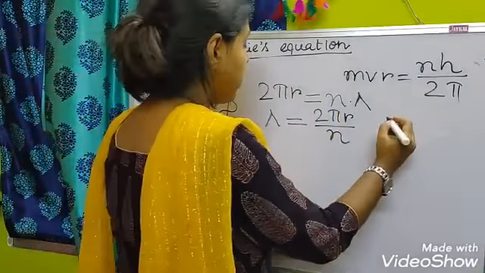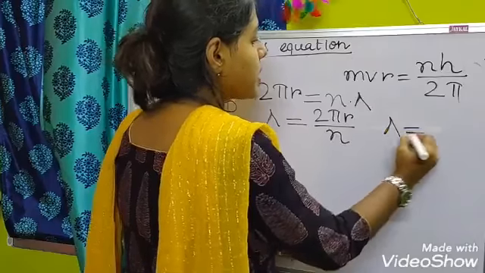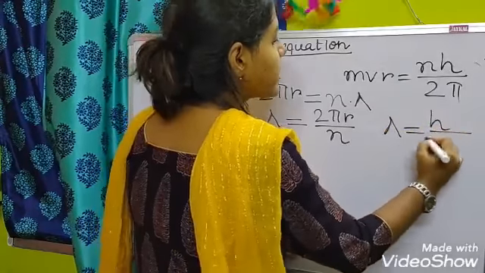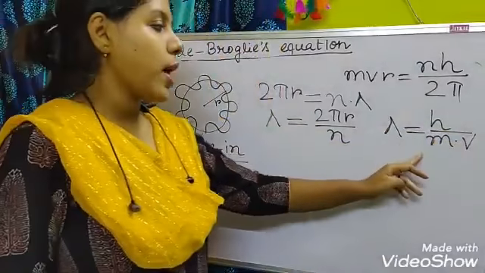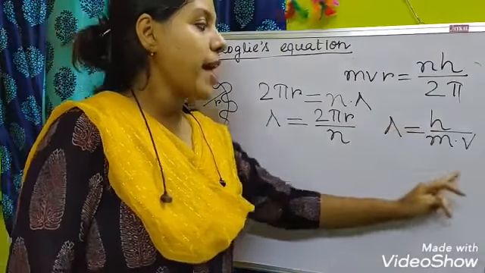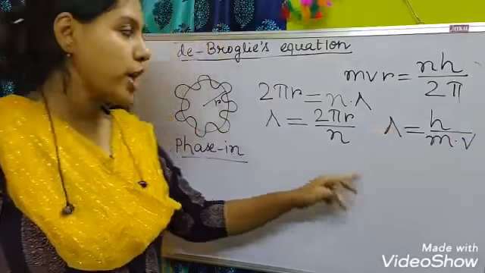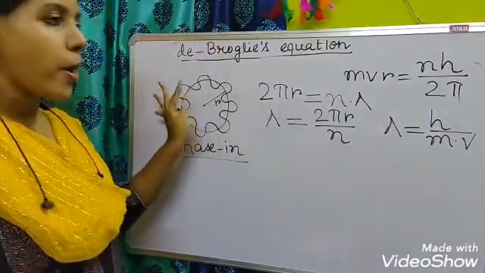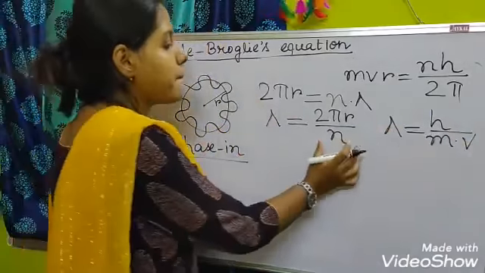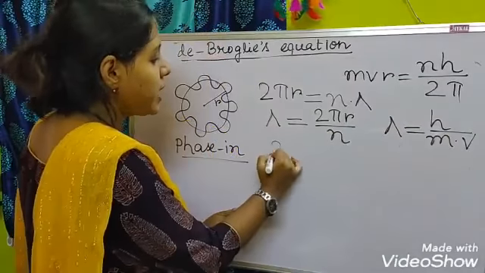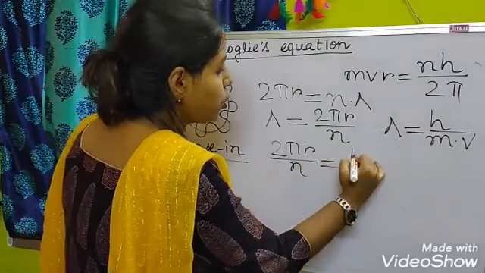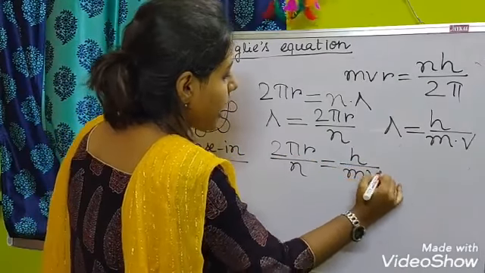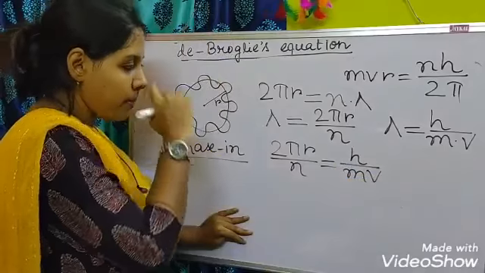Now the same thing from de Broglie's equation we see lambda is equal to h by m into v, that we have got from de Broglie's equation, and the other part we have got from this figure. So now comparing these two, we can write 2 pi r by n is equal to h by m into v.